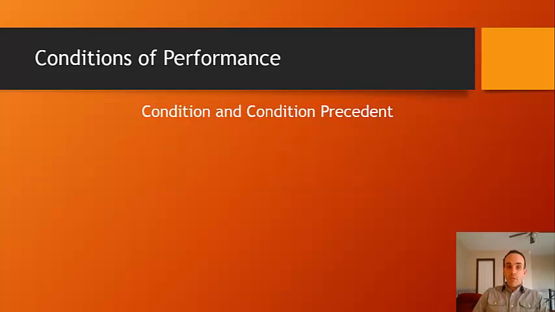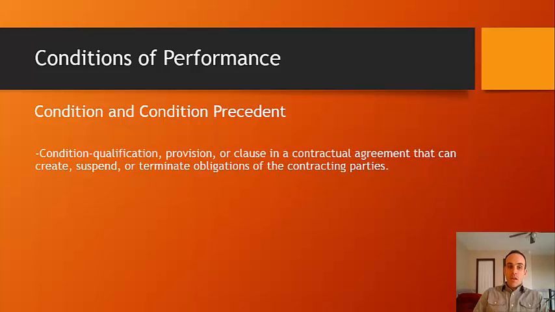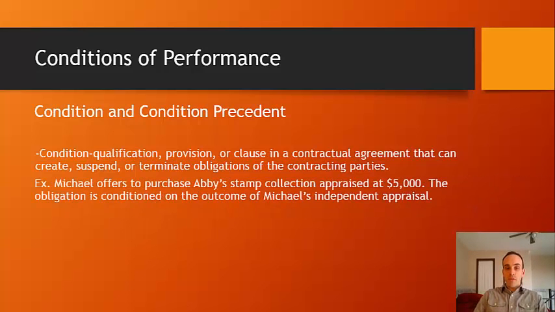The conditions of performance, there's two. There are condition and condition precedent. Condition is defined as a qualification, provision, or clause in a contractual agreement that can create, suspend, or terminate obligations of the contracting parties. I made a little example of what a condition could be.